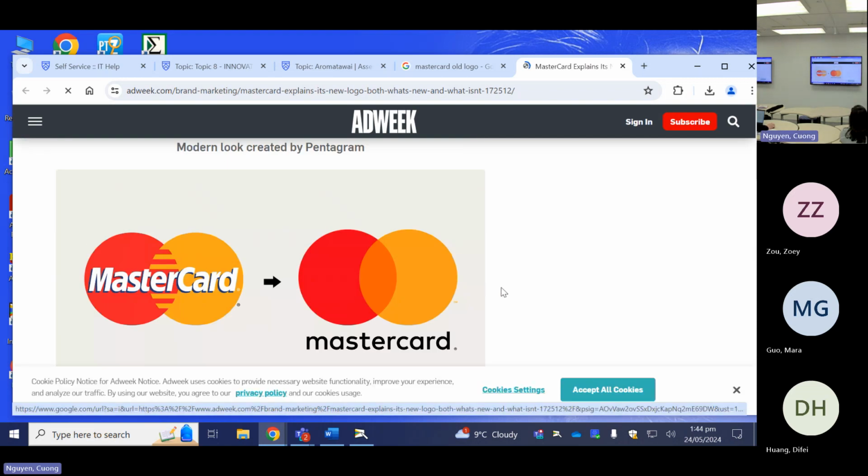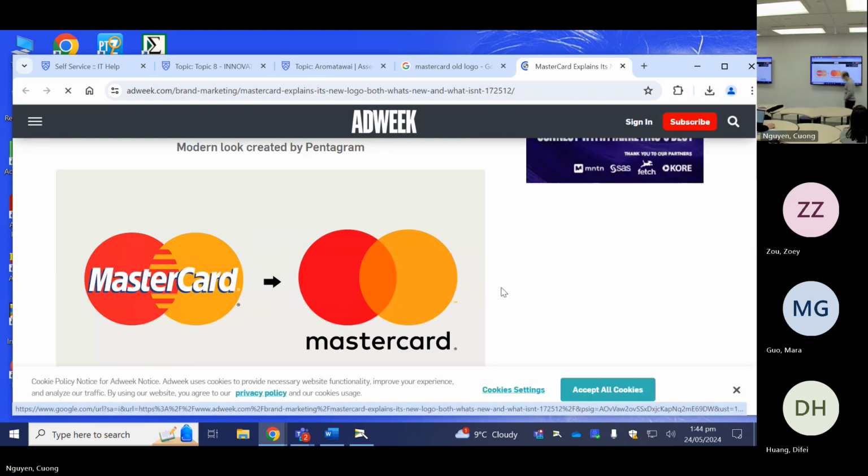What do you think when you see this? Section. Previously separated, and now it's intersected. Version. No, this one is the old logo, and this one is the new logo.